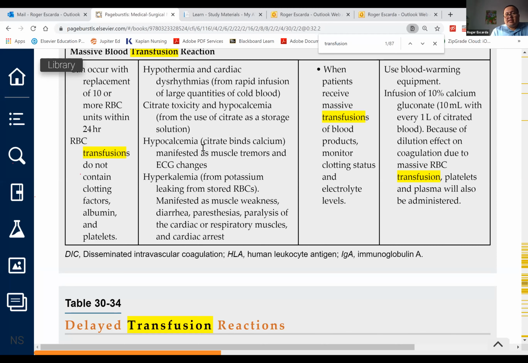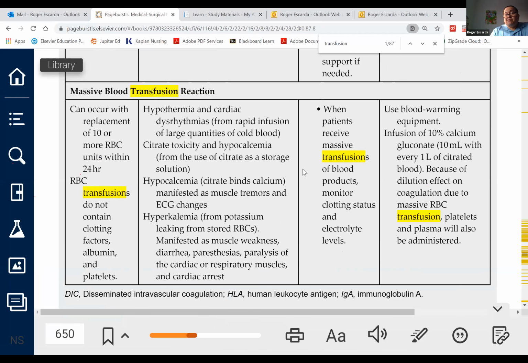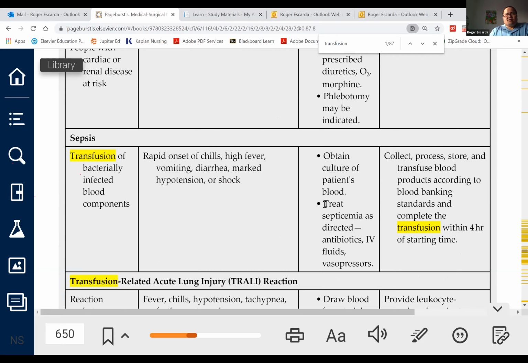And I already said that potassium will leak from dead red blood cells during storage. So these are the two manifestations if a patient receives multiple blood transfusions. So let's say the patient receives 2 or more units of blood, monitor them for hypocalcemia and hyperkalemia. All right, and then the rest, please read on your own.